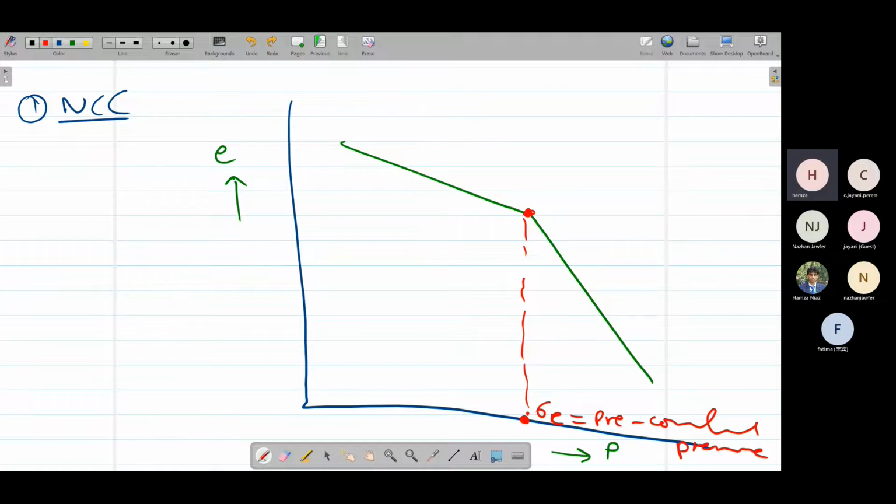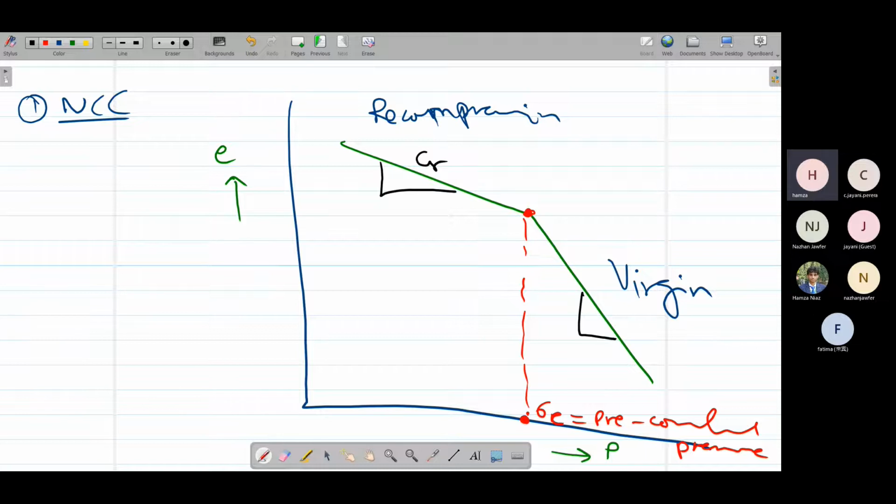Where the slope of the line changes, we call this the pre-consolidation pressure, sigma C. The line before that we call the recompression curve, and the line after it we call the virgin curve. So these two curves are given. The slope of the recompression curve we call CR, and the slope of the virgin curve we call CC. So this is the basic consolidation test.